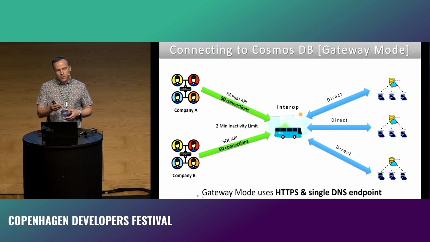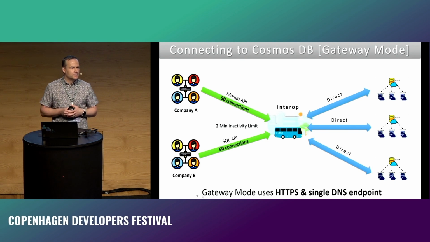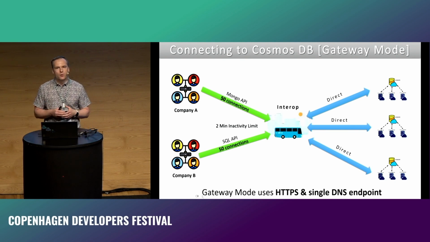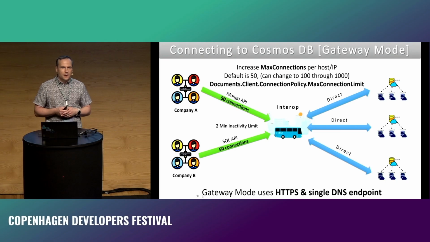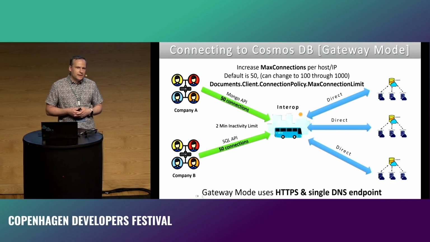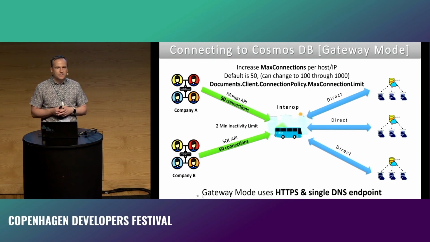The other thing to know is that we have an inactivity limit here. If you are not going to use that connection for 2 minutes, it's going to get disconnected. The SDK will re-enable that, but as we will see in a little bit, actually opening ports or connections can be costly in Cosmos DB. Also, since this is HTTPS, just like any browser connecting to applications, you have a limited number of connections, which is usually 50. If you want to change that, you can easily do it by changing the documents client connection policy max connection limit. That number can go from 100 to 1,000, and you can make that connection limit much larger if you need to.